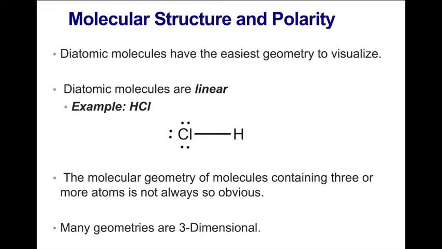Diatomic molecules, by far the easiest to figure out their shape, always going to be linear. It's essentially that same idea of between 2 points, you can draw a straight line. Same thing's happening here. But once you get beyond 2 atoms, all bets are off. It starts getting more complicated, and in some cases, 3-dimensional.